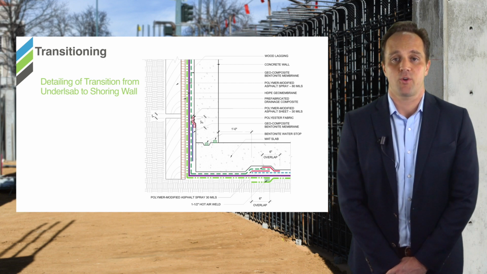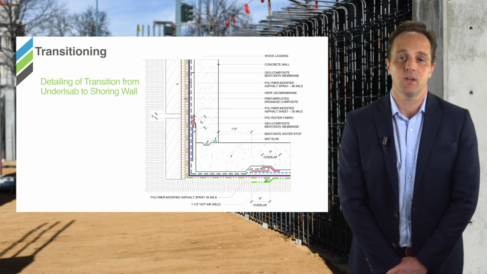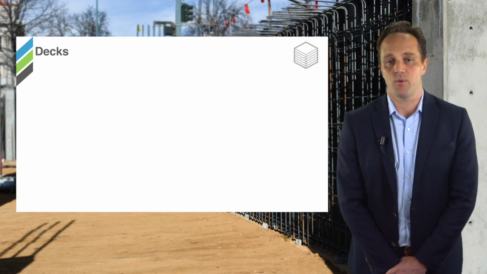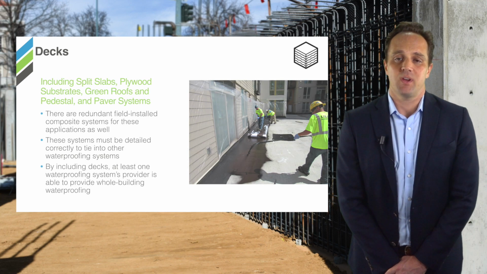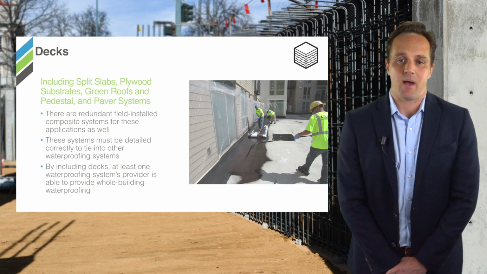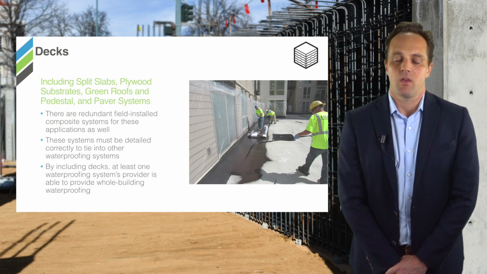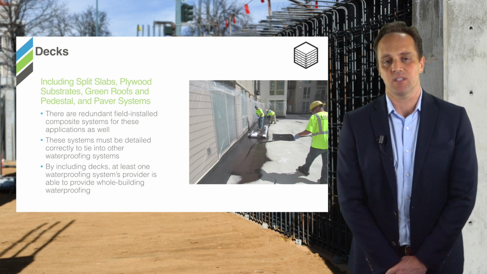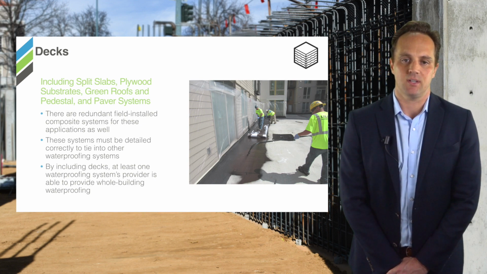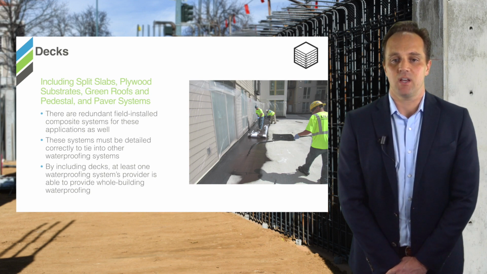Equally as critical is the transition from the below-grade waterproofing to any deck or horizontal waterproofing above grade. This can be a number of different things. Deck waterproofing can be applied to split slab applications, plywood substrates, green roofs, pedestal and paver systems. There's a lot of endless possibilities and a number of different configurations. This is where a redundant field-installed composite system can really shine, being able to scale the system to meet the specific application need. These systems must be detailed correctly and tie into other waterproofing needs.